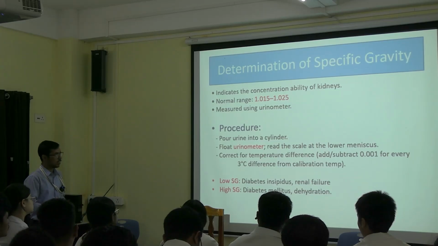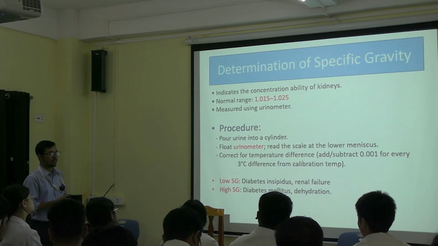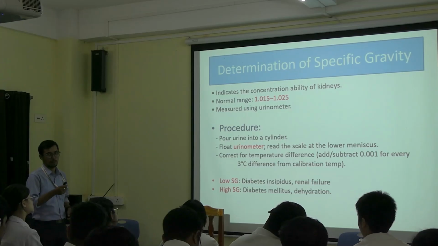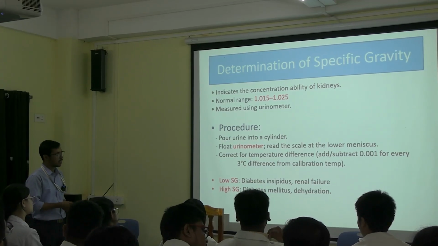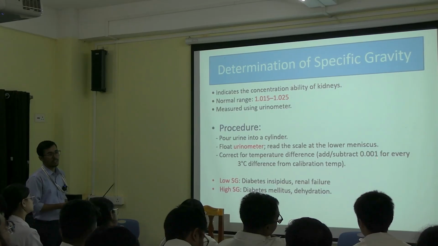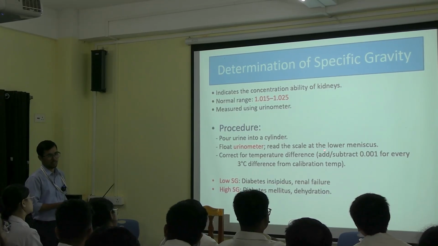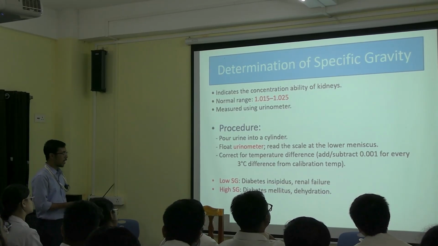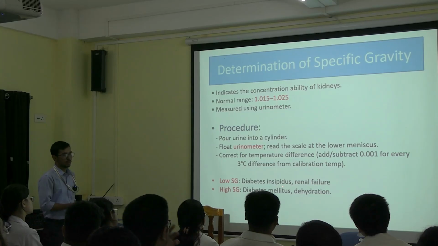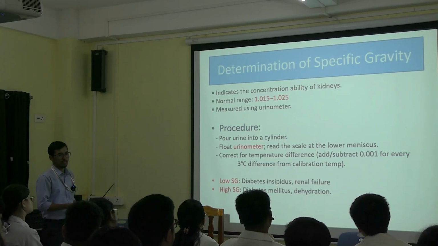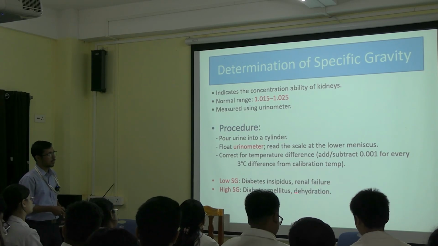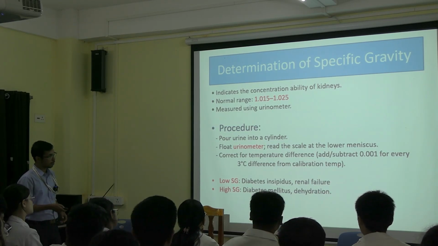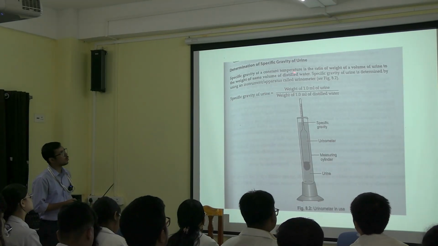So for calibration, for every 3 degree difference in temperature of the calibrated urinometer and the urine sample, we either add 0.01 or we subtract it. We will find lower specific gravity in diabetes insipidus and renal failure, and high specific gravity in diabetes and dehydration. So how will we do the determination?